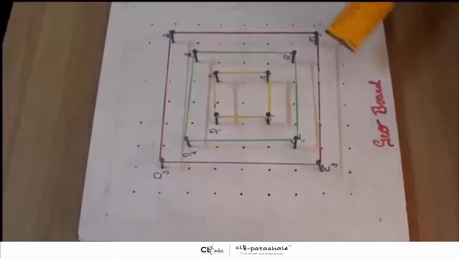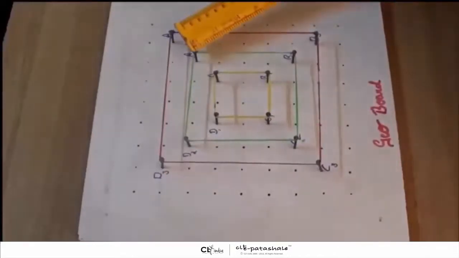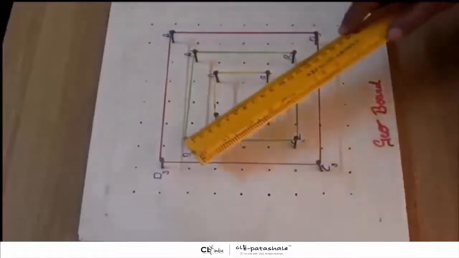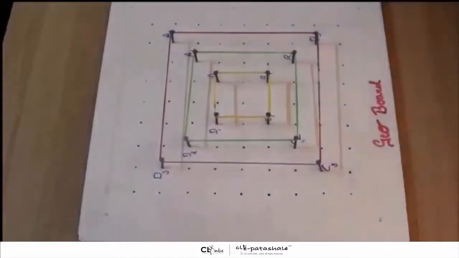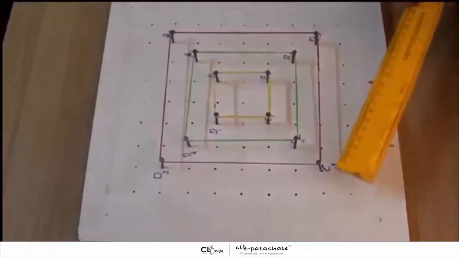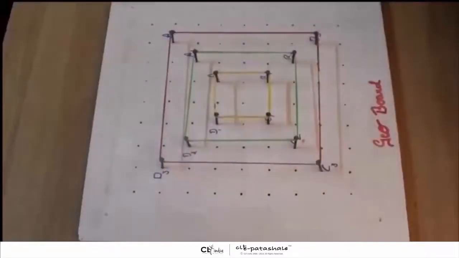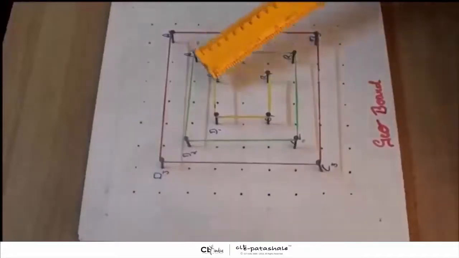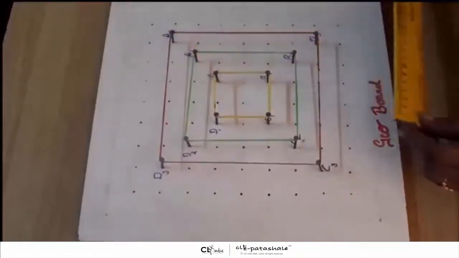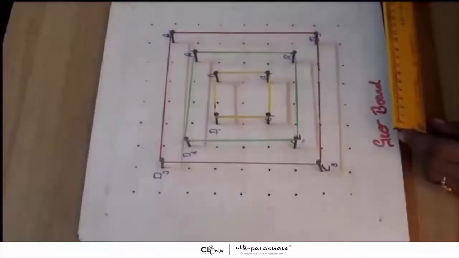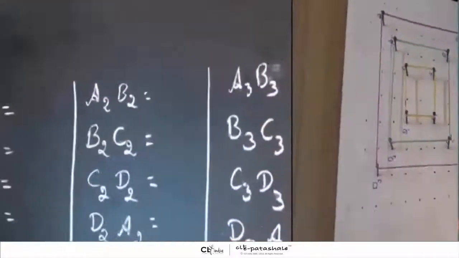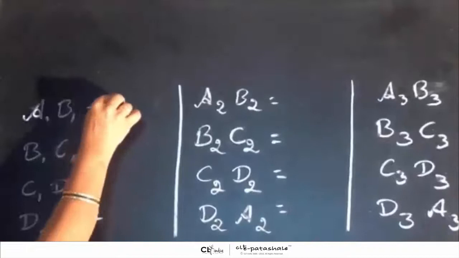So what figure do you get? It's a square. Similarly, we'll see A2, B2, C2 and D2. And the third one, that's A3, B3, C3 and D3. So these are the 3 different squares that we have got here. Now we'll measure A1, A2 and A3. Now let's record our observation.